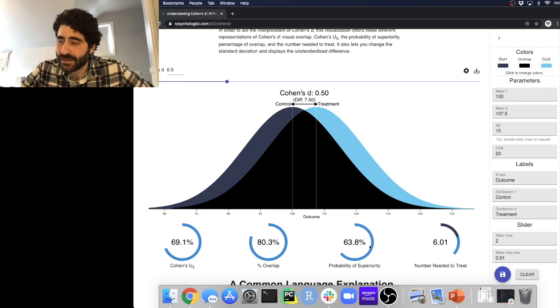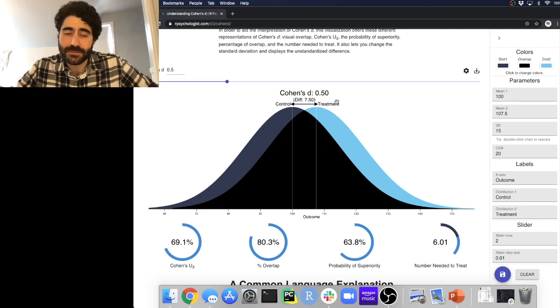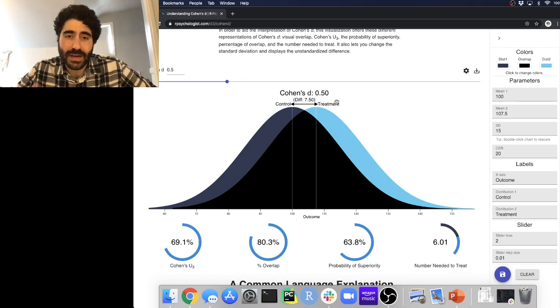And another number here, which we're going to talk about later in the lecture today, is this probability of superiority, which means if we take one person from the control group and one person from the treatment group, what's the chance that the treatment person is having a better outcome? And this is saying like 64% of the time. So that's not nothing, but it also means that the rest of the time the control group is going to look better than the treatment group, right?